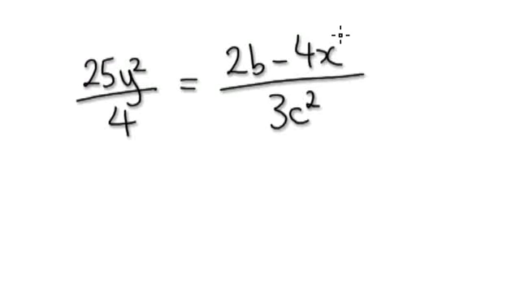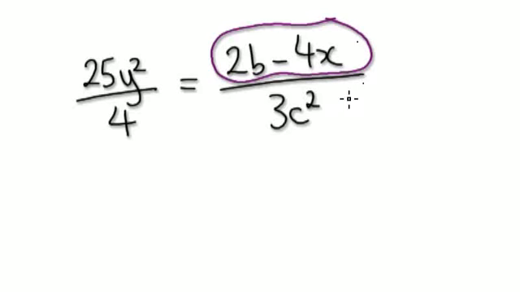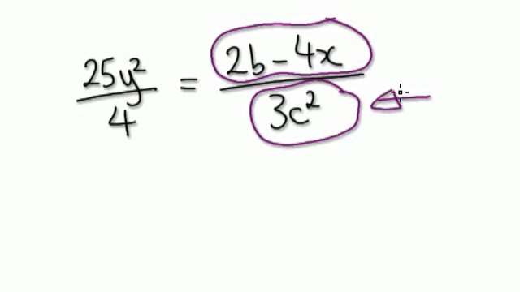Okay, now visualize it as this thing here. You've got a bubble here dividing by this bubble here. So kill off the bottom part. Multiply both sides by the bottom bubble. Remember, we've got a fraction multiplying that bottom bubble, so it gets multiplied to the top. So 25 times 3 will be 75 y squared c squared.